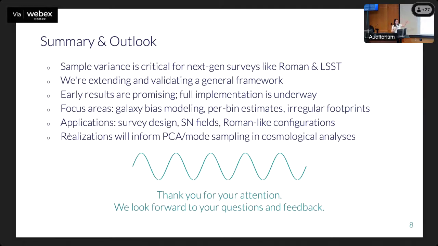And we are already doing very well with irregular footprints. We hope to apply our method in the survey design choices for stage 4 surveys. We also want to test how different supernova field combinations will lead to the least sample variance, and also test it on Roman-like configurations. We'll also propagate our sample variance to redshift realizations, and we'll use PCA or mode sampling in cosmological analysis to see how sample variance is influencing cosmological results.